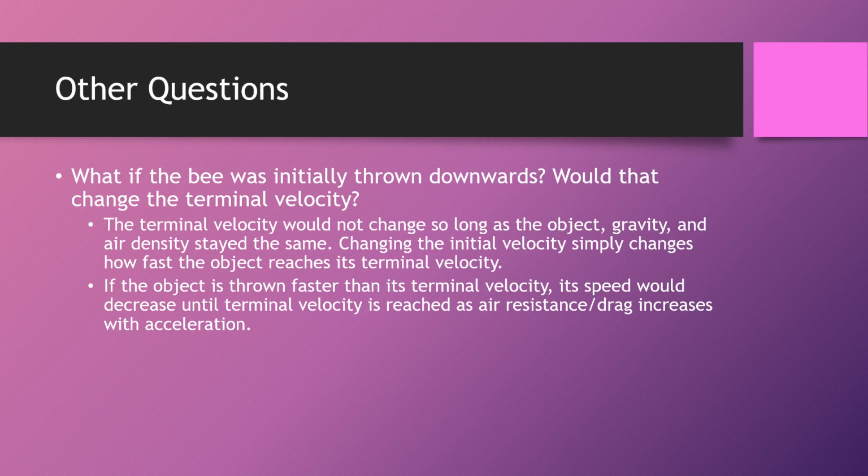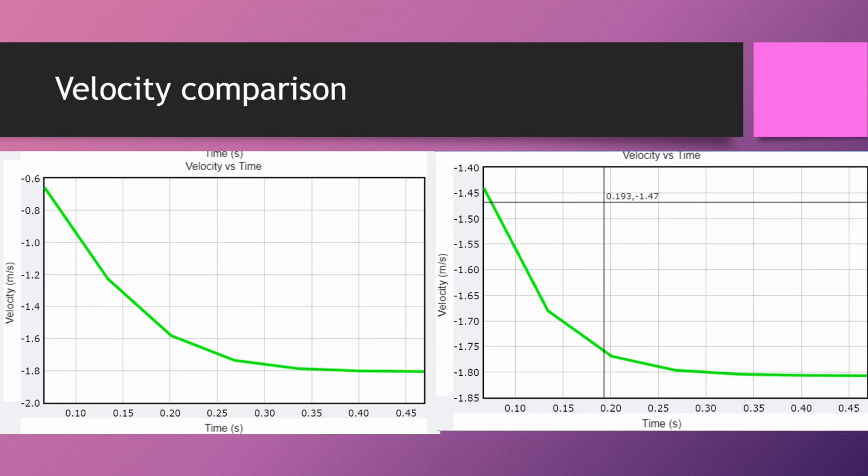If the object is thrown faster than its terminal velocity, its speed would decrease until terminal velocity is reached, as drag increases with acceleration. Here, graph 2 has a steeper slope because I changed the initial velocity from 0, showing an increase in acceleration, but the approximate terminal velocity stayed the same.